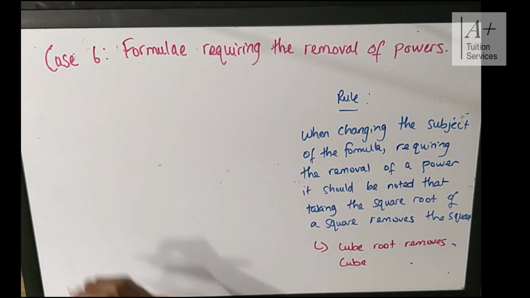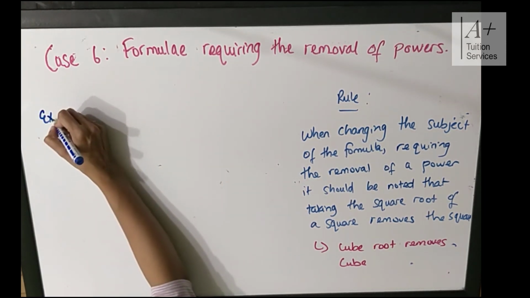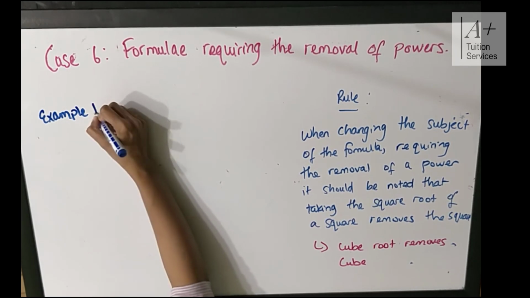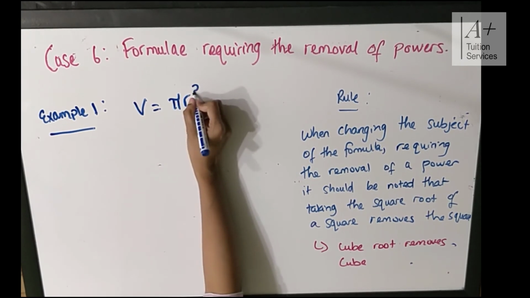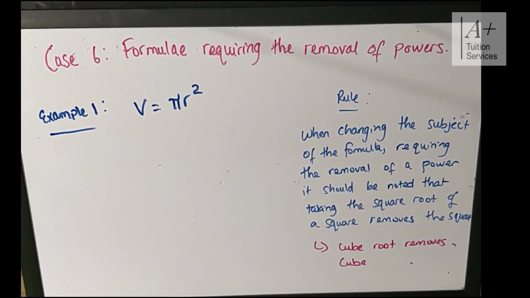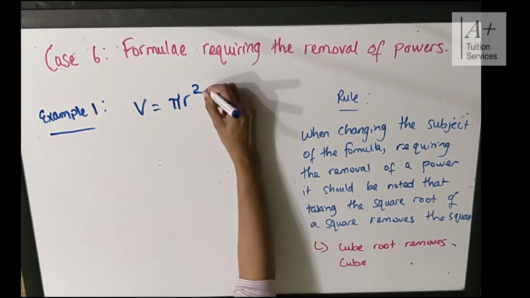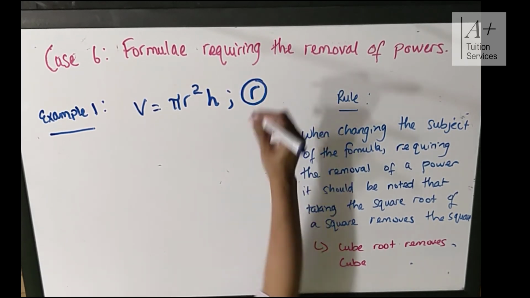We have example one under this topic. Example one. And we have V is equal to pi r squared. So now we don't have a square root or a cube root sign, but we have powers to deal with. And we're saying in order to remove the powers of 2 and 3, we need to use the square root now and the cube root. So V is equal to pi r squared H, and we want to make R the subject of the formula.